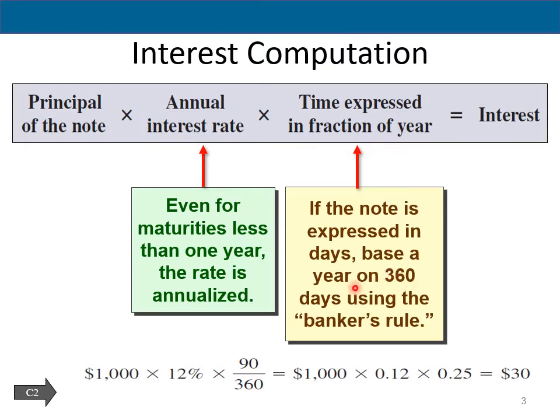For this particular note, during its 90-day term, $1,000 is the face amount. It's a 12% interest rate, and we'll do 90 over 360. 90 is the term of the note, 360 is the banker's year, and that works out to $30. And that's our standard interest computation.